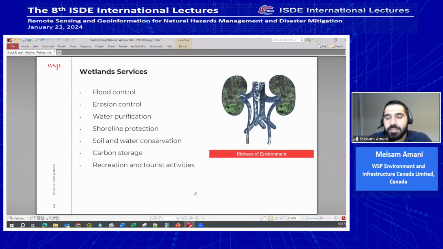So wetland services. Wetlands are great natural environments, and they provide a variety of services to both human and the environment. For example, they control flood, erosion, they purify and clean water, they protect shoreline, they're important for soil and water conservation, and they're great resources for carbon storage. And in Canada, they're great for recreation and tourist activities. Because of these services, they are called kidneys of environment. So that's why it's very important to monitor these important environments with the most recent technologies.